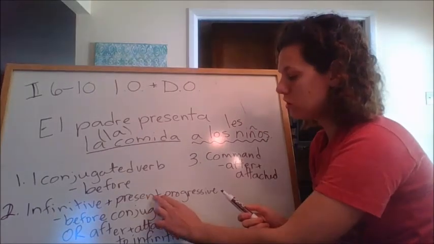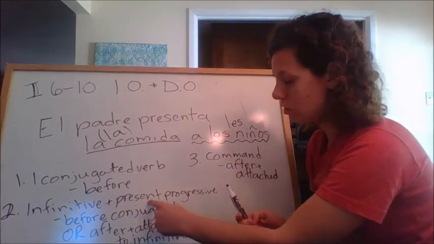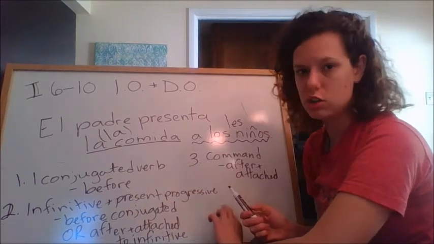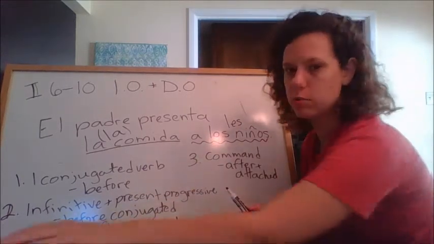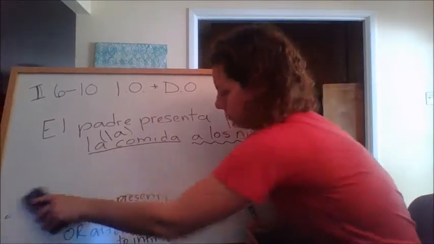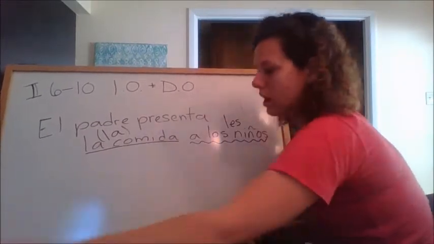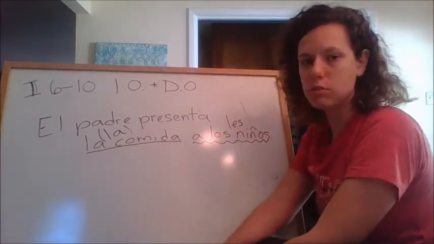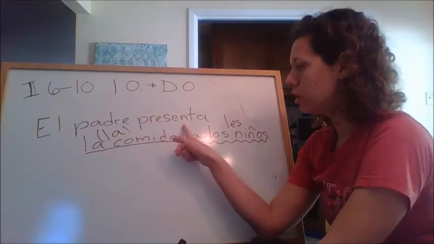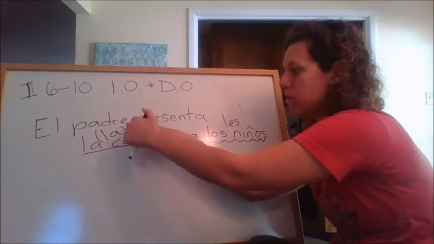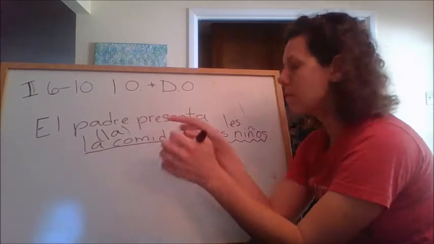Same with the present progressive. Since the present progressive has a conjugated verb estar, you can put it before estar or you can put it after and attached to the present participle. Okay, so those are placement rules. So that means that we have to decide now what kind of sentence we're dealing with. There's no infinitive, it's not a command, and there's no present progressive. So we have one conjugated verb. That means that these pronouns have to go together before the verb, all right?